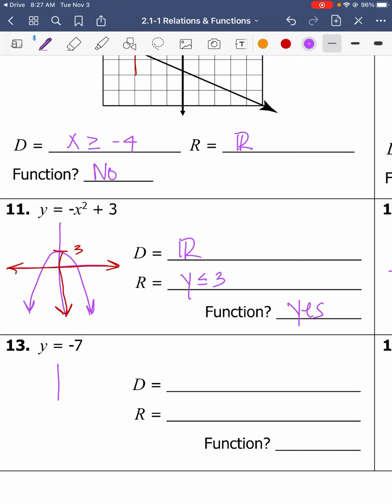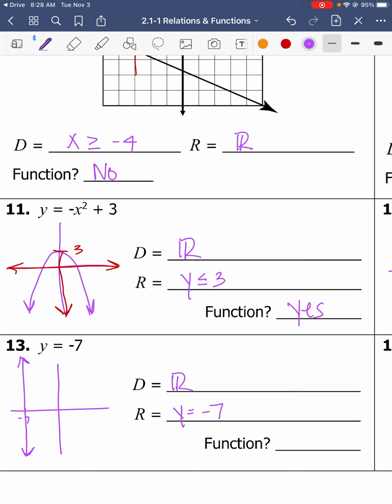For 13, y is equal to -7. So this one you won't be able to graph on your calculator. But if you just mark out -7, if y is equal to -7, this is going to be a vertical line going like this. Okay, so the domain here will be all real numbers, and the range is going to just be one number, y is equal to -7.